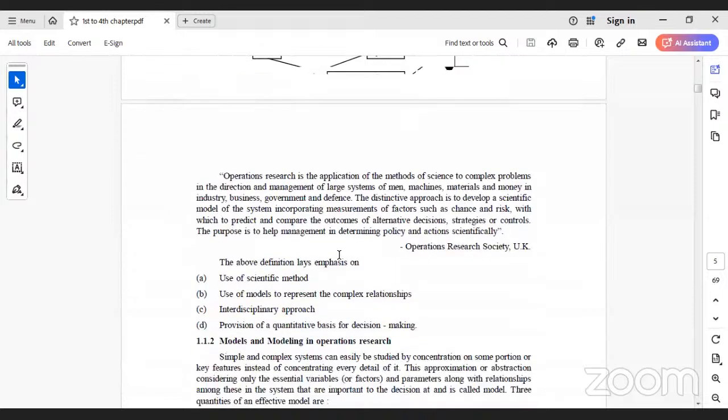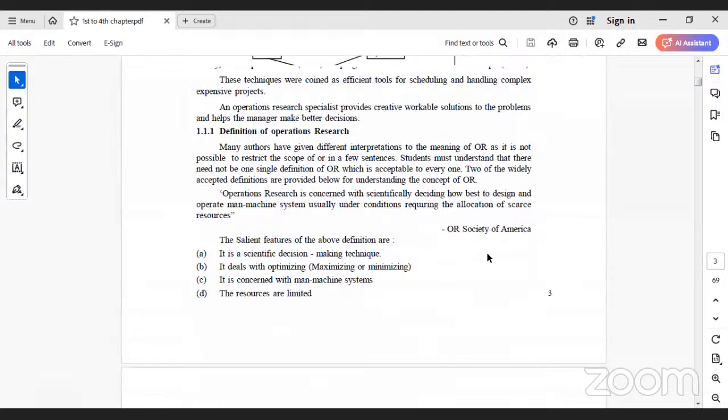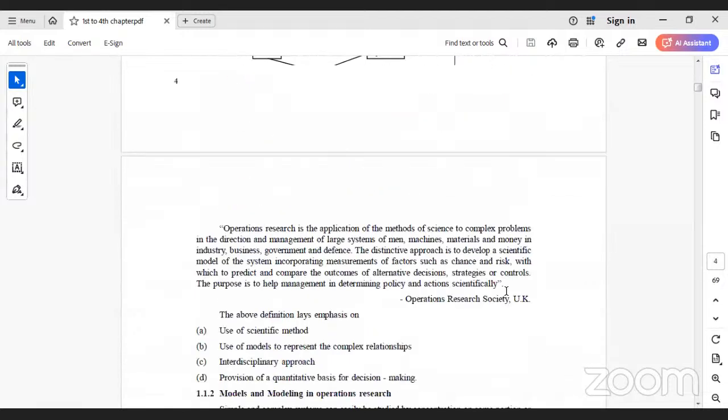Operation research is the application of the methods of science to complex problems in the direction and management of large systems of men and machines, materials and money in industry, business, government, and defense. This distinctive approach is the UK definition. Earlier we saw what America said. Now this one is the UK definition we are taking here. So operation research is the application of the models.